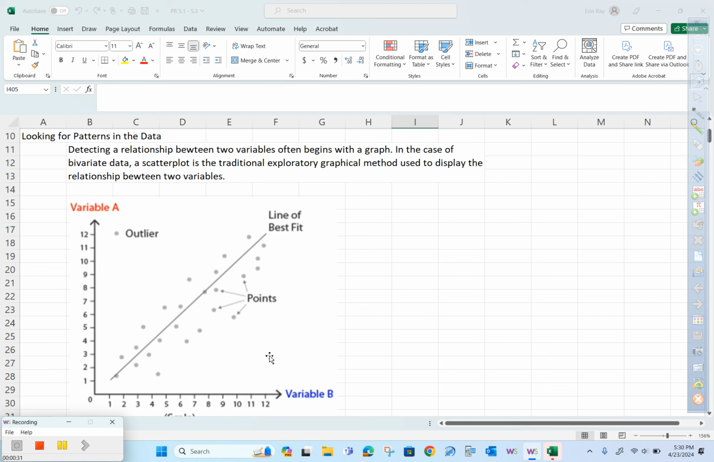And we know the general form of a line, y equals mx plus b. We've got a slope that we need to talk about and a y-intercept, some starting point that we need to talk about. We may have outliers, but the nice thing about Excel is it's going to find that line of best fit that best fits the points based on the data that we have.